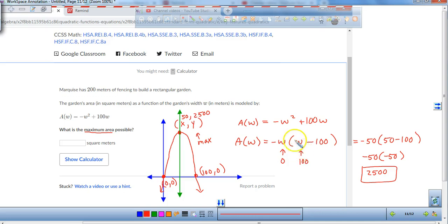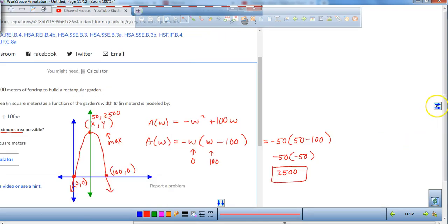So what did I do? In a quick little review, I factored this expression right here. I factored it, and I was able to get my 2 zeros. I plotted my 2 zeros. I realized that my maximum, my axis of symmetry, will always pass through it. So what's perfectly between a 0 and a 100? A 50. Took the 50, plugged it into the expression, voila, got the 2500. So that's one way to do it.